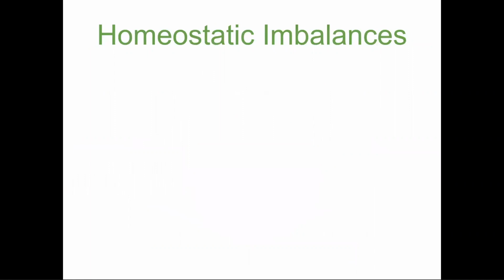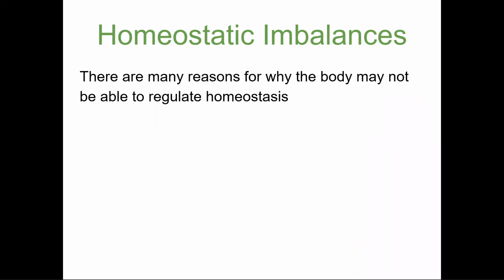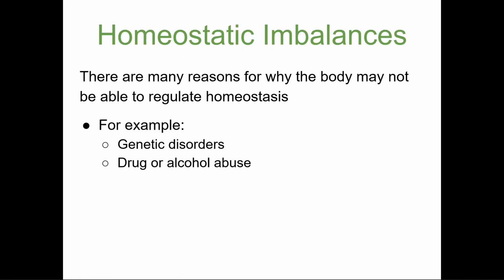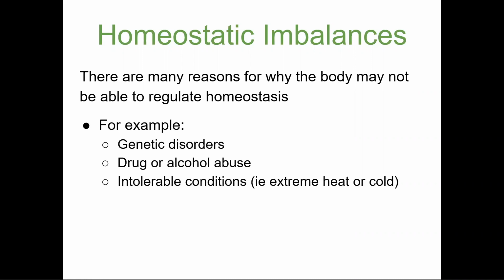So what happens if we have some kind of real imbalance, though? Right. And this is where people like endocrinologists make their money, right? And sometimes these could be caused by things like genetic disorders or drug and alcohol abuse that has caused damage to either sensors, effectors, receptors, or where people become intolerant to things like extreme heat or cold.